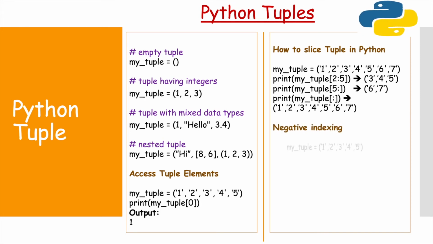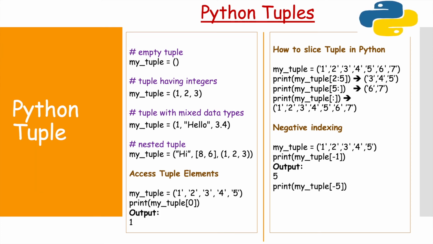Similarly, we have negative indexing also in tuples. When you provide -1, you are going to get the very last element of the tuple, that is 5. And just like the list, when you're providing -5, you go on backward counting and you will find that -5 is the very first element of the tuple. So you're going to get the output as 1.